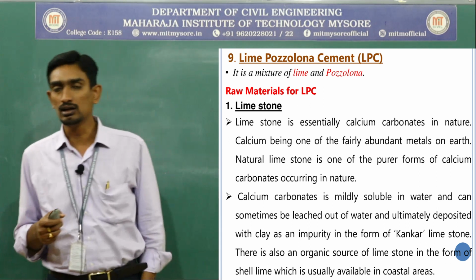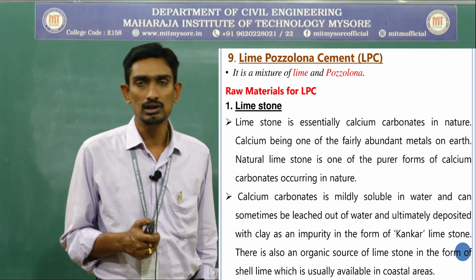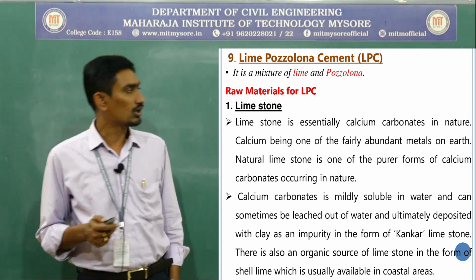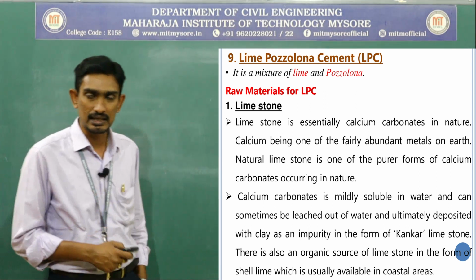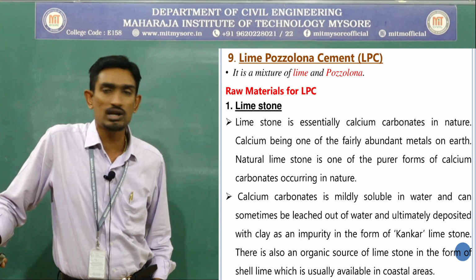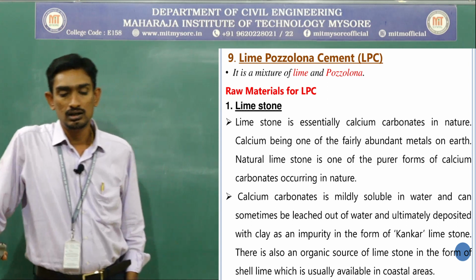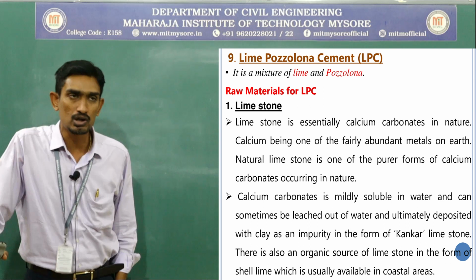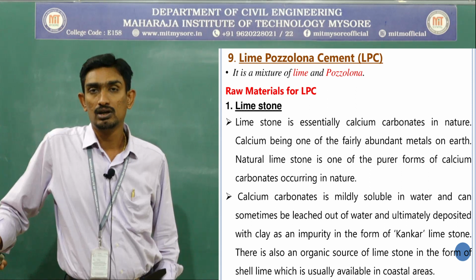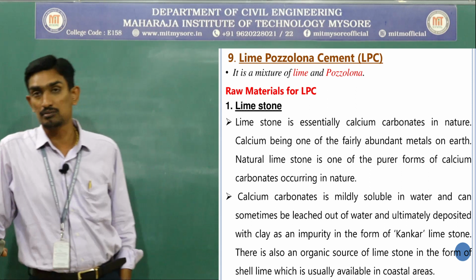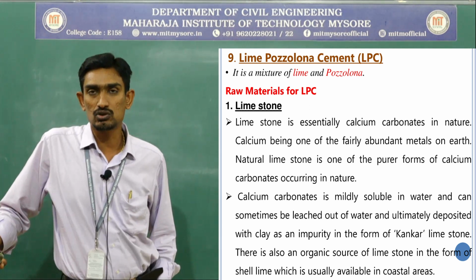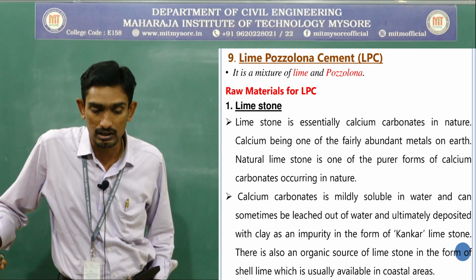So let me go one by one. First we will discuss the lime, and later I will move on to the pozzolana. The raw material required for LPC is predominantly limestone. This limestone is not available naturally as limestone in nature. It is available as calcium carbonate.